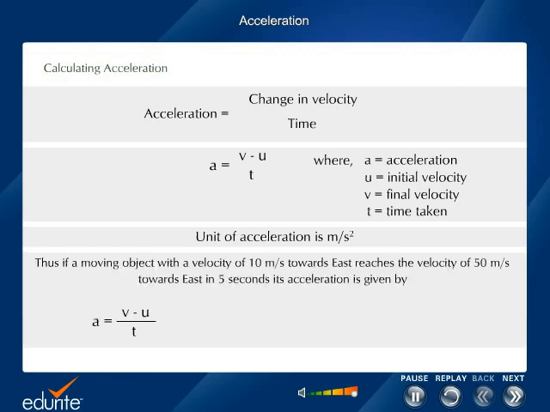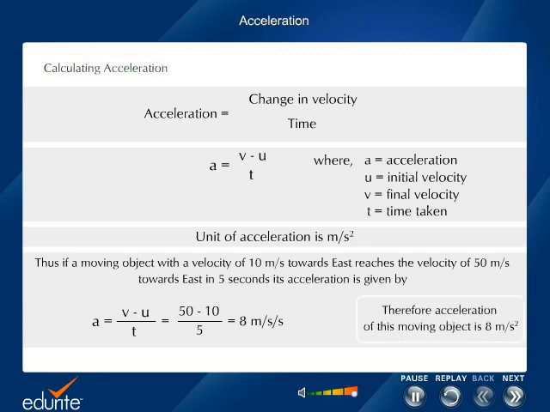Thus, if a moving object with a velocity of 10 meters per second towards east reaches a velocity of 50 meters per second towards east in 5 seconds, its acceleration is given by a = (v - u)/t = (50 - 10)/5 = 8 meters per second per second. Therefore, the acceleration of this moving object is 8 meters per second squared.